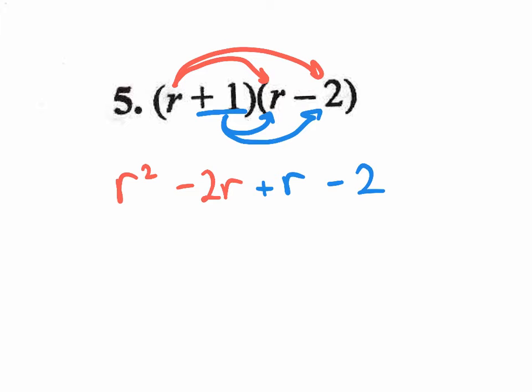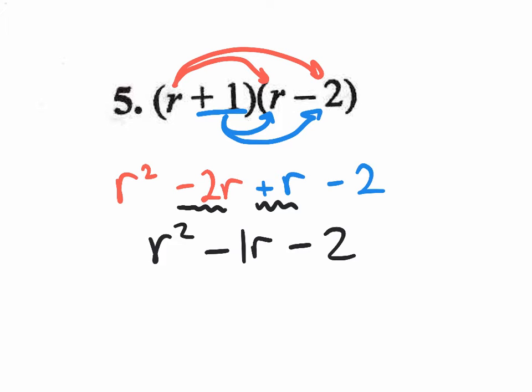Negative 2. So now all I need to do is combine the terms that are alike. Which are the only terms alike? The r's, right? The negative 2r and the r. So if I combine the negative 2r plus r, what do I get? Negative 1r. Do I need the negative 1? No. Not really. So r squared minus 1r minus 2, that's the answer.